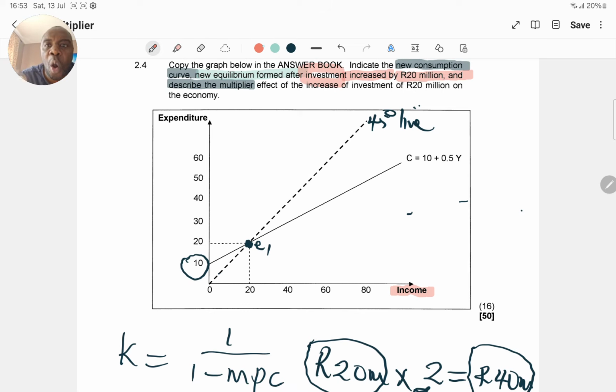So you go to the old consumption curve and then increase by 20 million. You are at 10, increase this by 20 million. So 10 plus 20 takes you to 30. There you go. So the new consumption curve will start from 30. How did I get the 30? The old consumption curve is at 10. Then we have increased our investment expenditure by 20. So it's 10 plus 20. It gives us 30. So we've got our first point here.